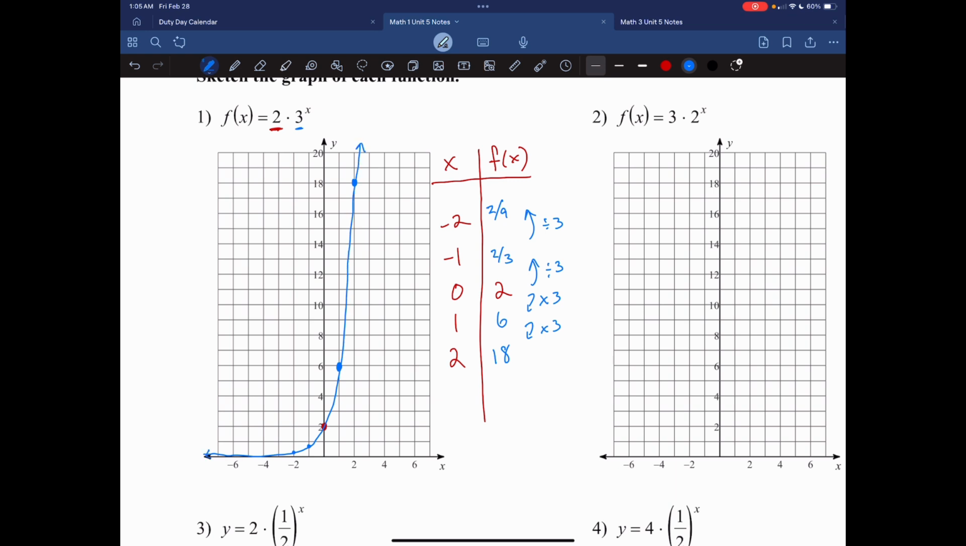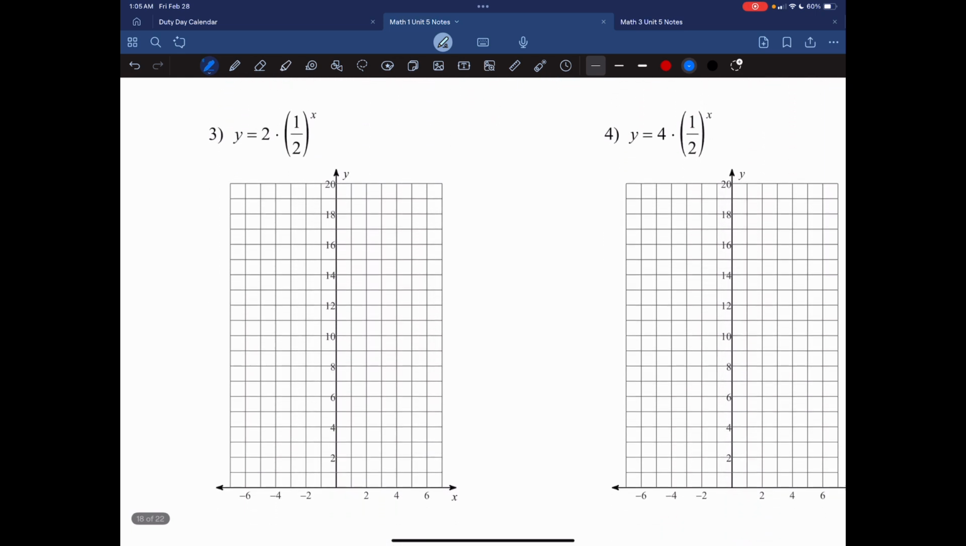Okay? All right, that's number 1. I'm going to skip number 2. You can do number 2. I'm going to show you an example where we have a decay problem, right? This is a growth problem. So we scroll down to problem 3.